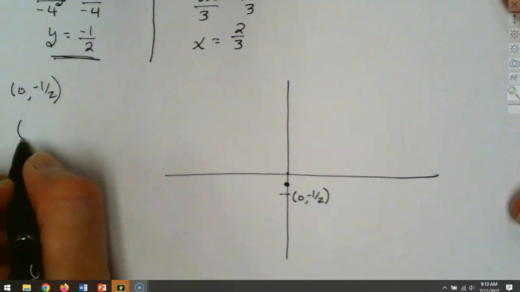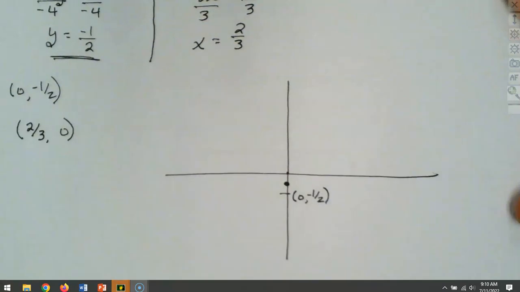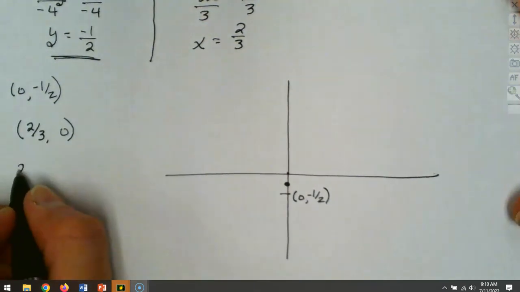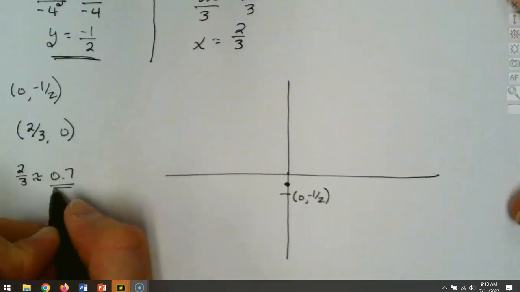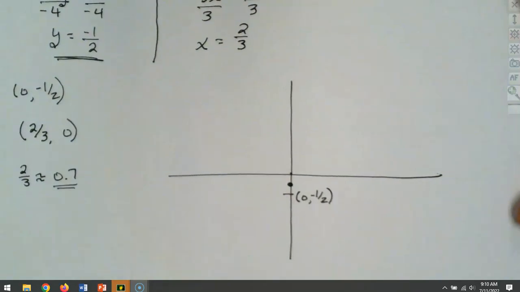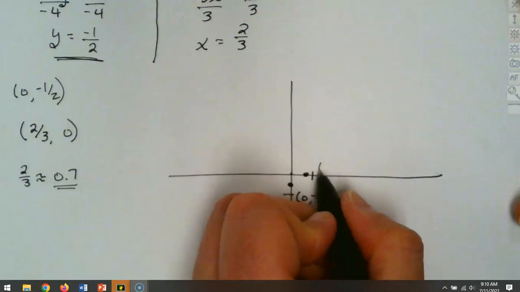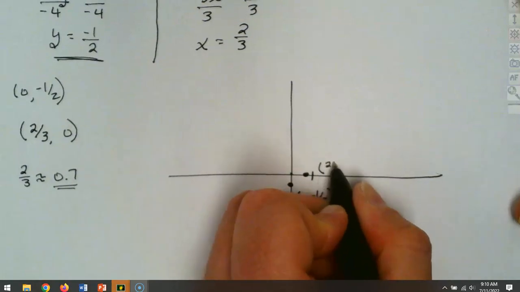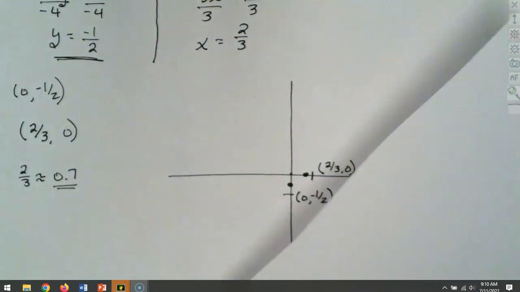My other point is 2/3, 0. And what do we know about 2/3? Well, 2/3, if we look at it as a decimal, and we just go to one decimal place, that's 0.7, right? And so when we talk about 0.7, it's between 0 and 1, and it's a little bit closer to the 1. So we'll put that right about there. And that's 2/3, 0. And now we can connect them together, and we can graph our line.